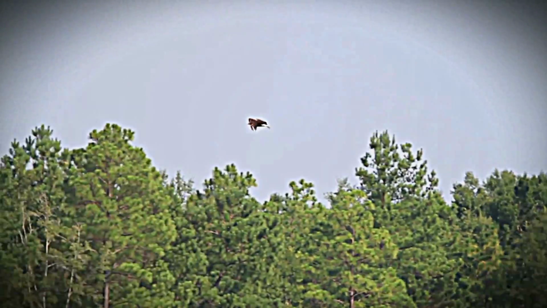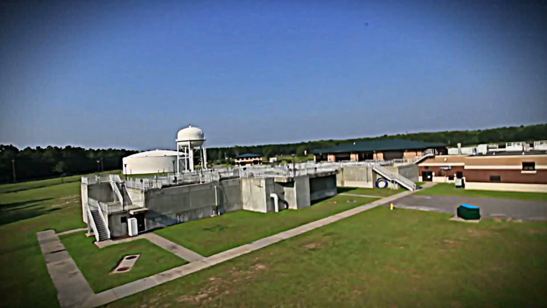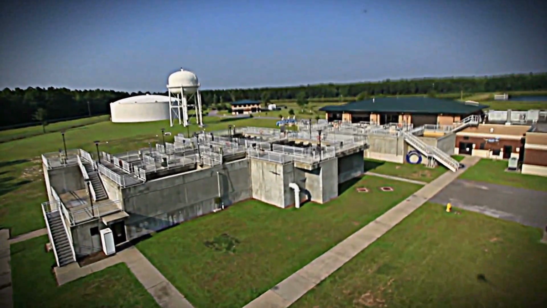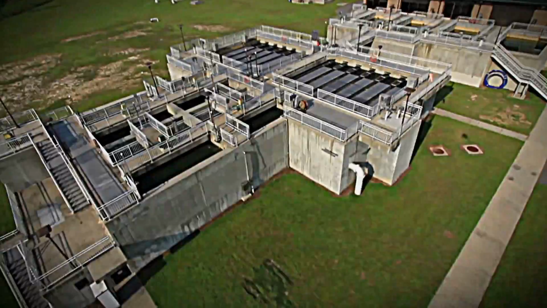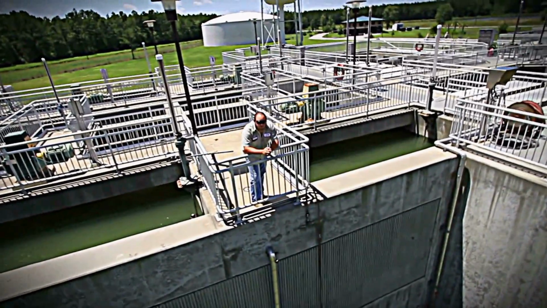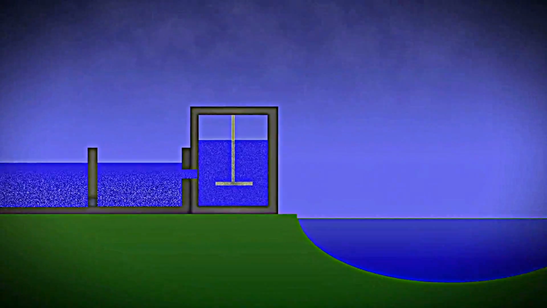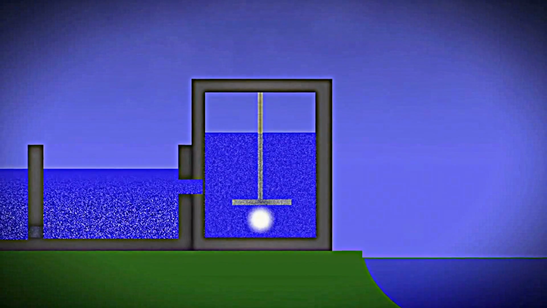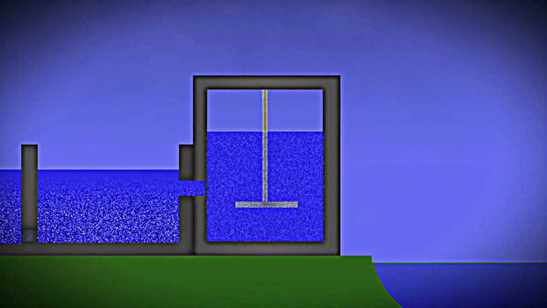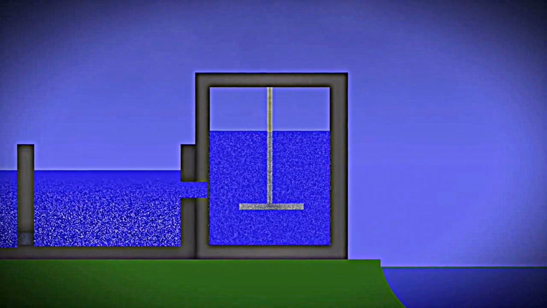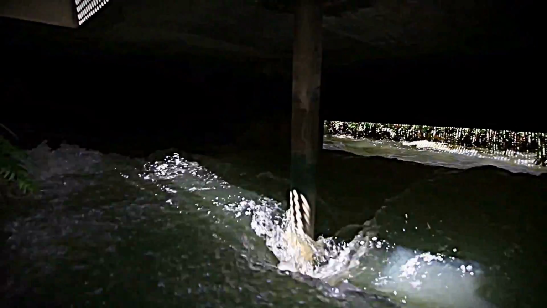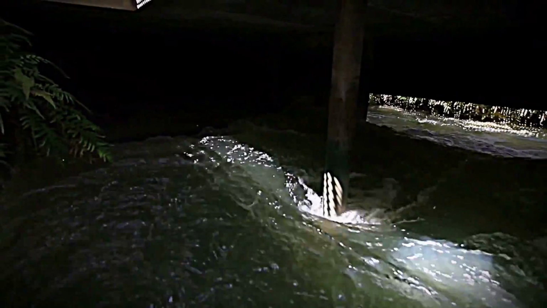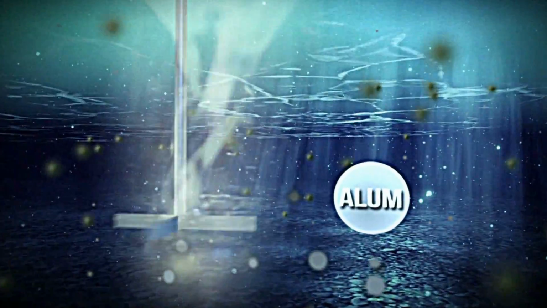From the reservoir, the water flows to one of two water treatment facilities. Combined, they have a total water treatment capacity of 44 million gallons a day. This is Purrysburg, which can produce up to 15 million gallons a day. To start the treatment process, water is pumped up into a rapid mix tank where alum and lime are introduced into the water. The lime adjusts the pH, and the alum begins the process of attracting foreign particles too small to be filtered.